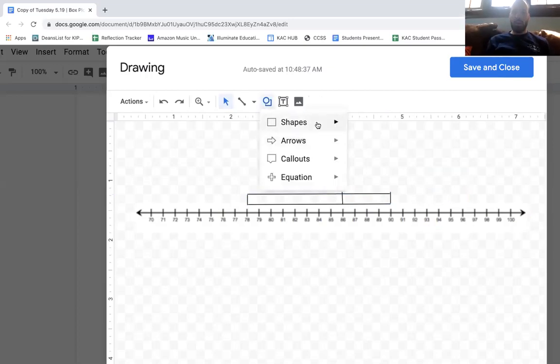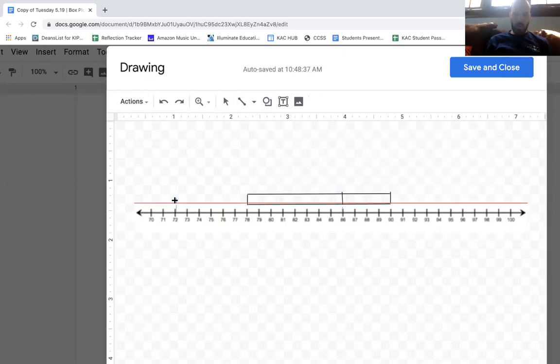I'm going to put a dot at my lowest value, which was 72. Dot at my highest value, which was 95. Got a dot there. Connect those dots with a line. Line from here to the middle of the box. Line from here to the middle of the box. I'm all done. Save and close.